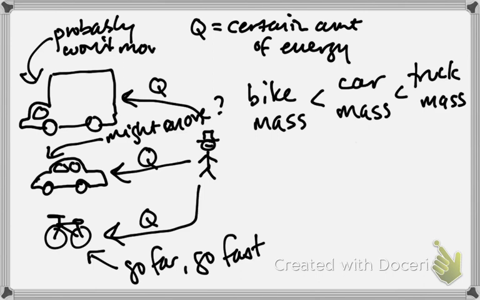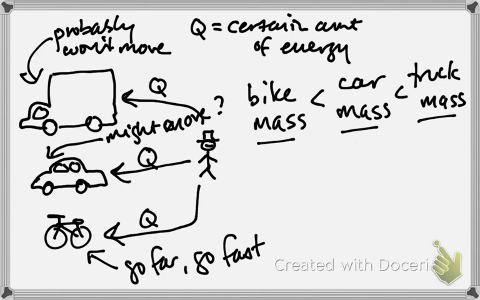Now, I don't know that for sure because there's other things that are going on here, or could be going on here. But just basing it on all else being equal, the light thing, the medium thing, and the very heavy thing, I'm probably going to get the light thing to move based on the energy I put into it. I might be able to get the car to move a bit, and then the truck I probably can't move. All right, so that's just based on mass.